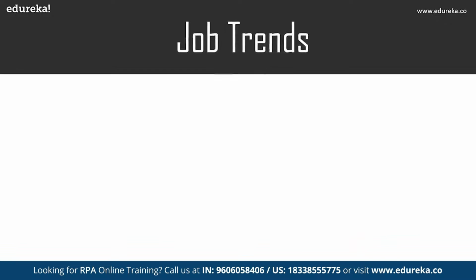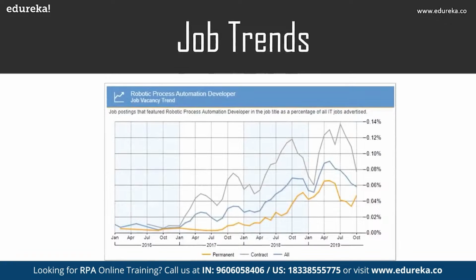So the job trends of an RPA developer are, as you can see on my screen, the graph is continuously growing and the job vacancy is continuously increasing. Now this is mainly because people have heard of the term robotic process automation, but nobody exactly knows how to do it and which tasks can be automated. So this leaves quite a gap for the professionals who know actually what is robotic process automation and how to automate tasks.